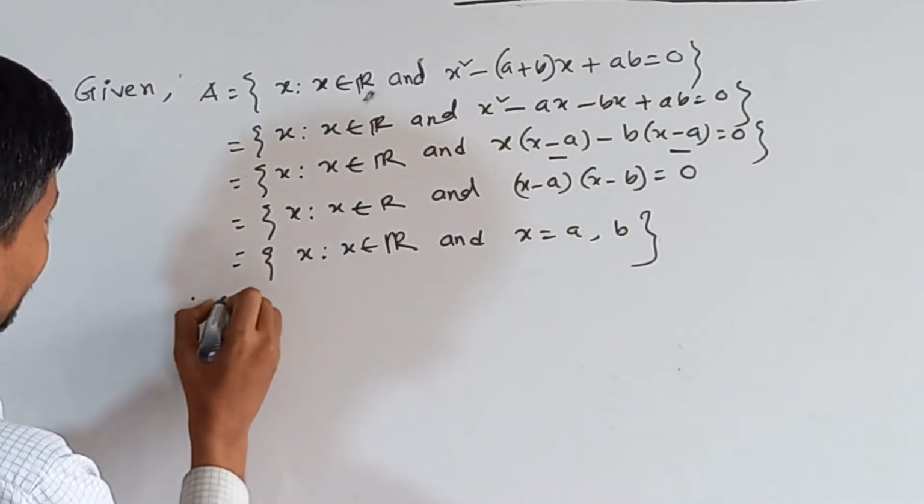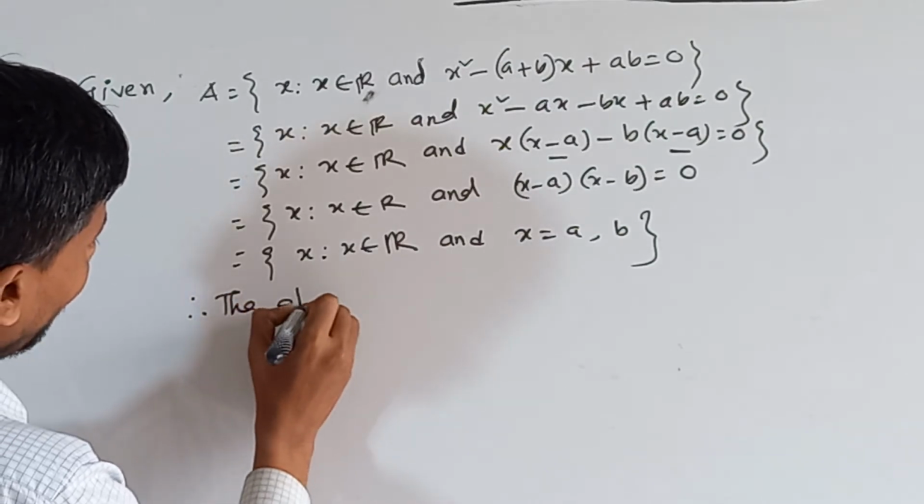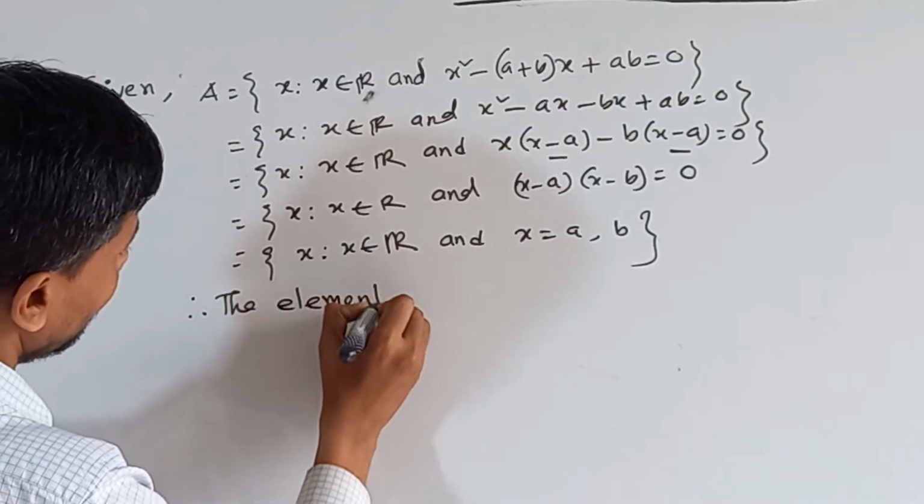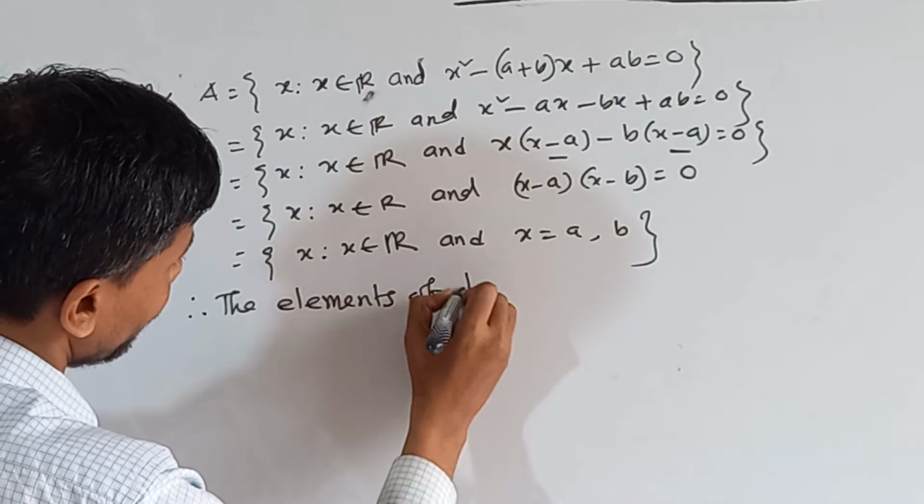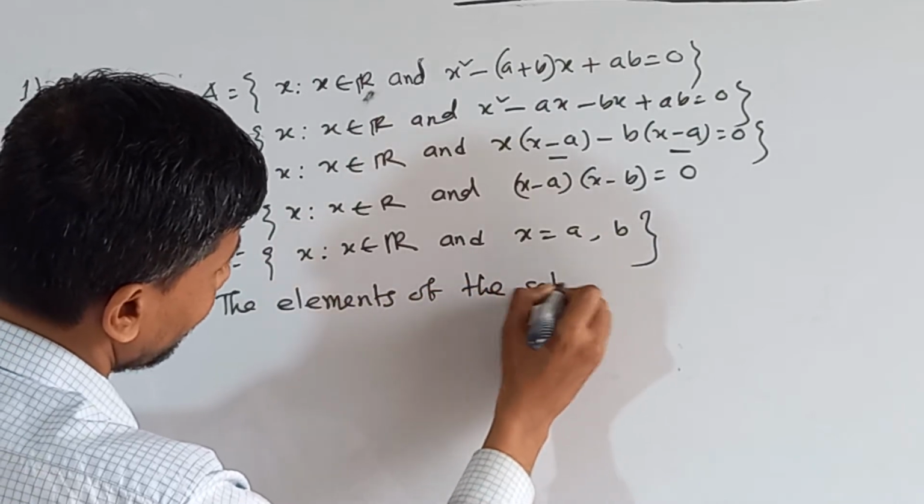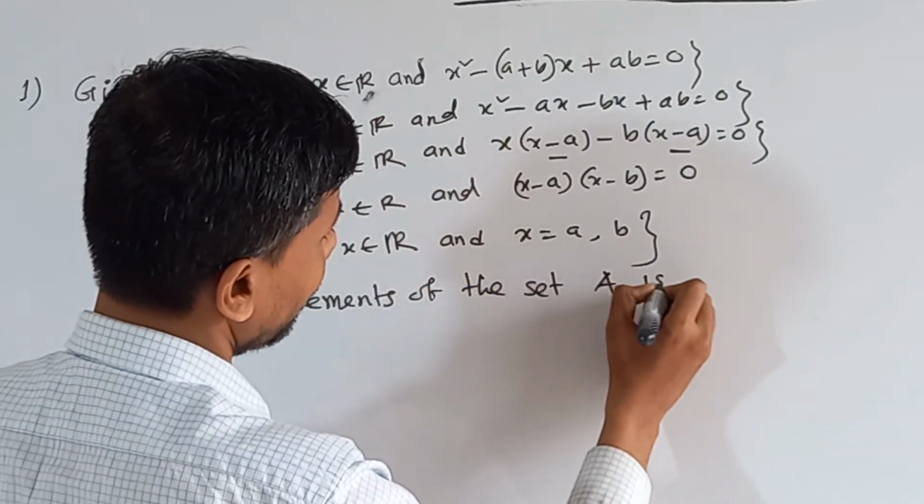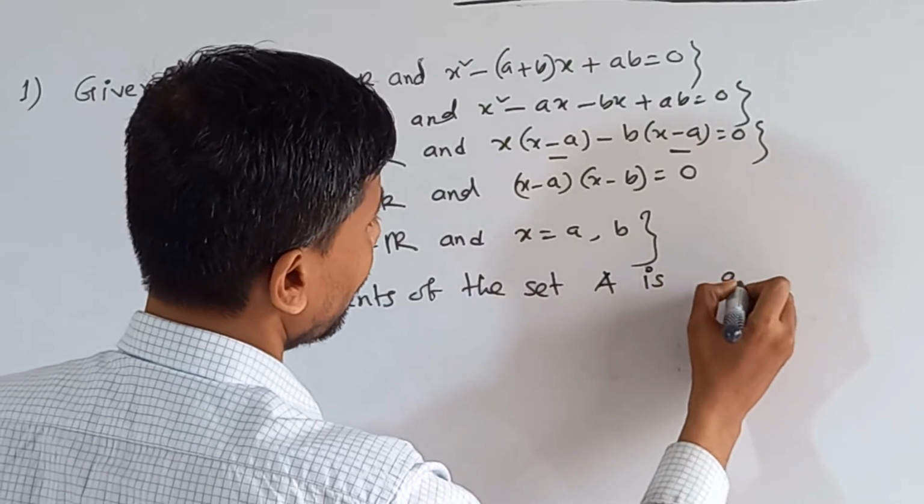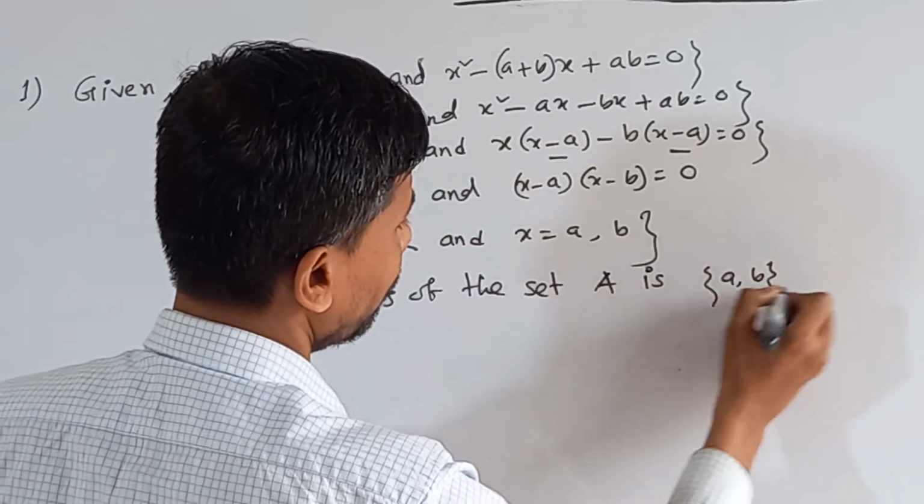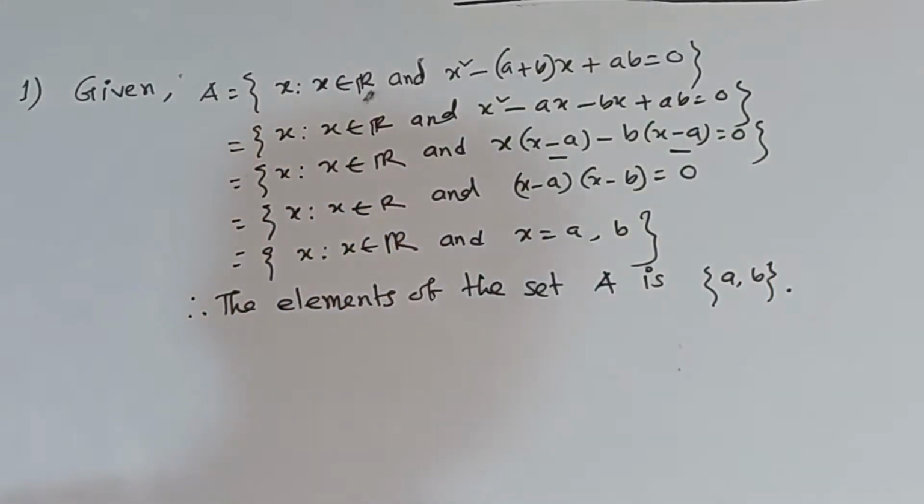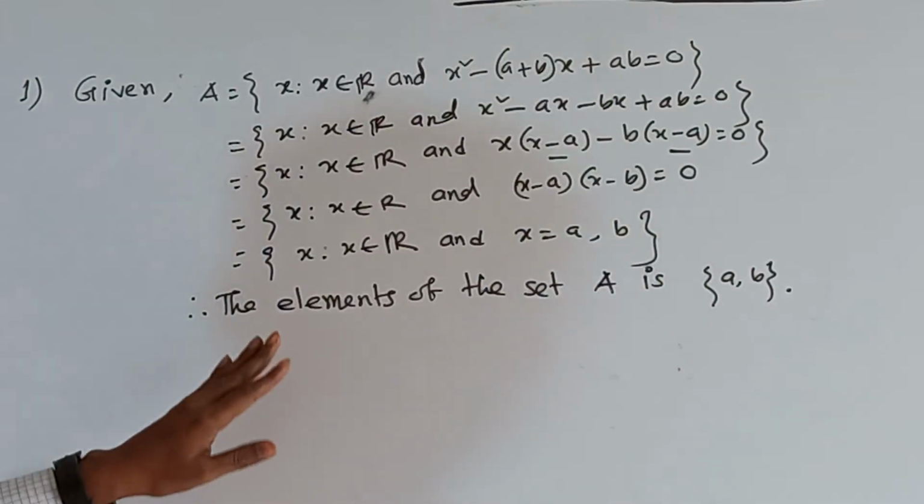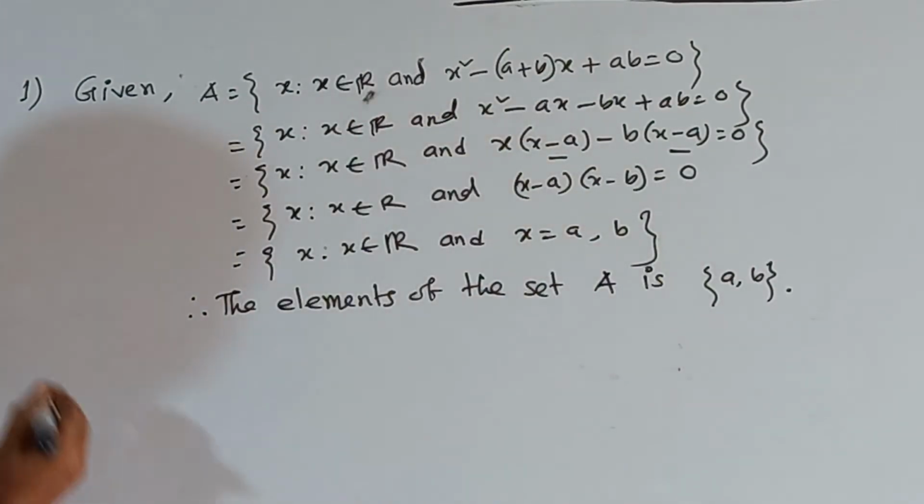Therefore, the elements of the set A are a, b. This is the solution for question number 1. Okay, now I will solve number 2.